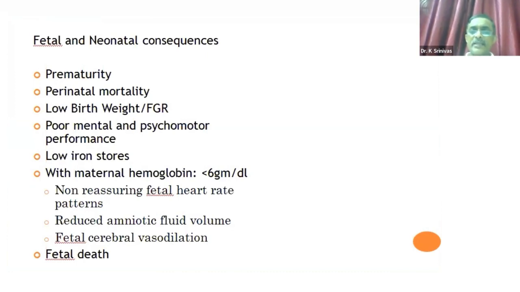So in case you have a severe anemia, then non-reassuring fetal heart rate patterns, reduced amniotic fluid volume, fetal cerebral vasodilatation, and of course, even it can result in fetal death.